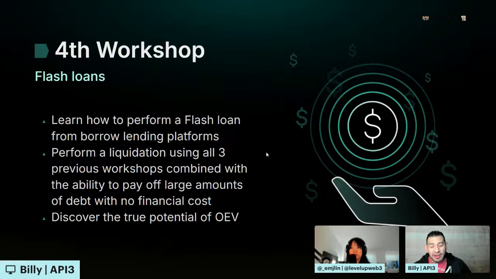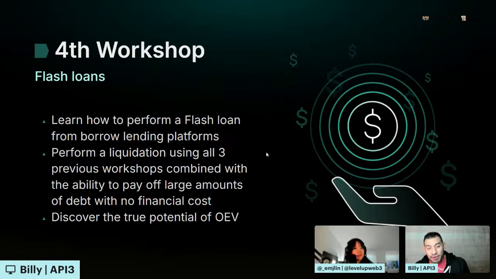Fourth workshop, we do liquidations and that's all fine and dandy, but what if we're not millionaires, right? We see this $10 million liquidation that we can make 5% off. Would be great if we had the money. Well, with flash loans, you can borrow the money in the same block. So we're going to show you how to do a flash loan based on the Aave fork that we have.